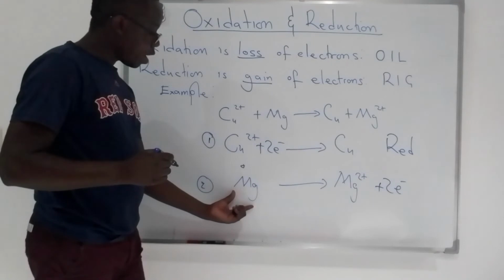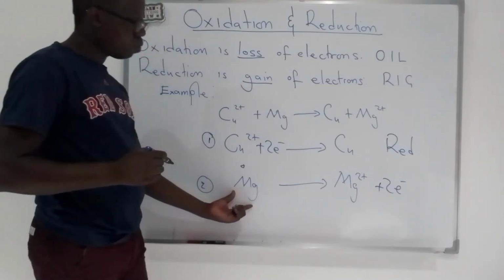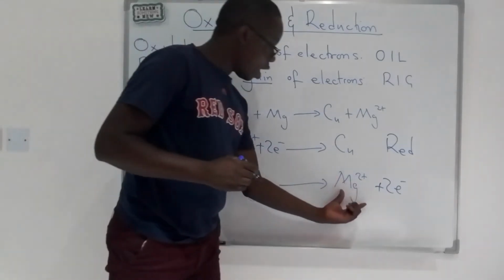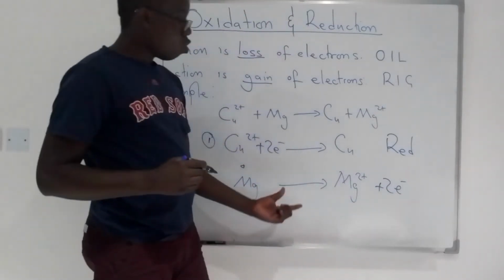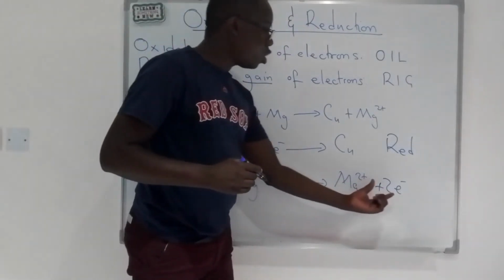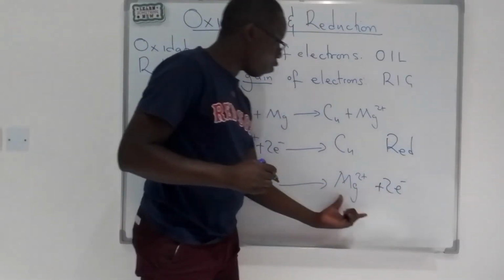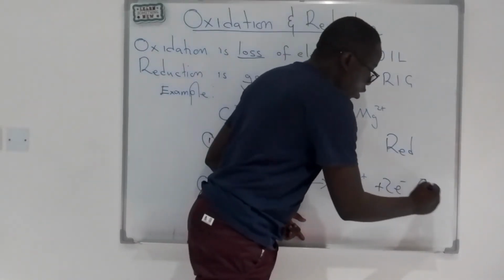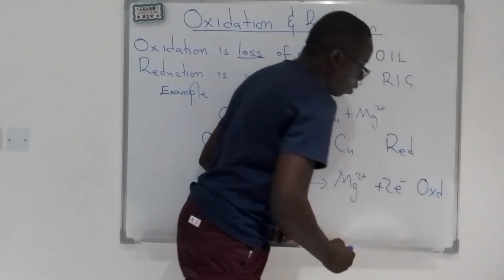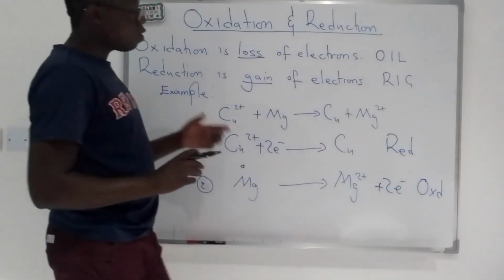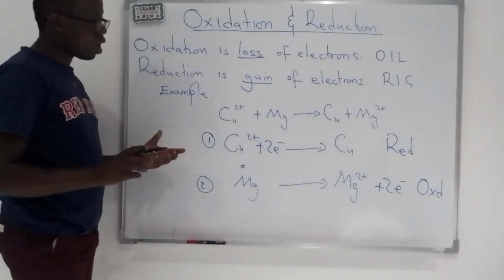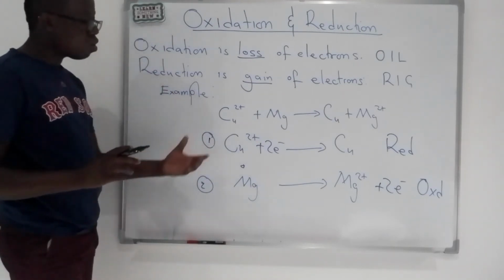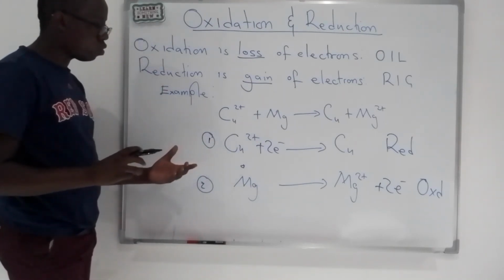What of here? We have a neutral atom. Here it is now charged. What does this simply mean? It lost 2 electrons for it to become charged. Now, what is the losing? It is oxidation. So, this is how we identify which one is being oxidized and which one is being reduced.